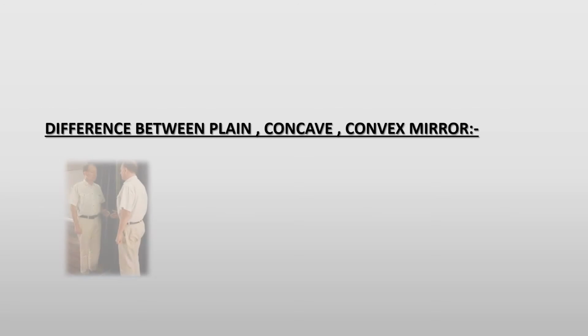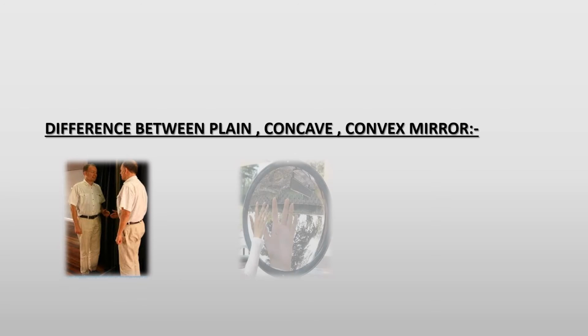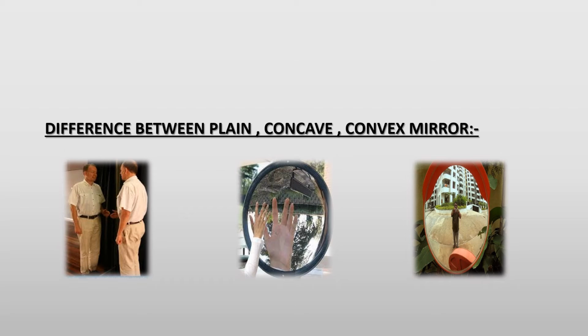Now, let us see how we can distinguish between a plane mirror, a concave mirror and a convex mirror. First, a plane mirror produces a virtual, erect image of the same size as our face, that is, we see our normal self. A concave mirror produces a virtual, erect and magnified image of our face, that is, our face looks much bigger when held within the focus of the mirror. A convex mirror produces a virtual, erect but diminished image of our face. That is, our face looks much smaller.